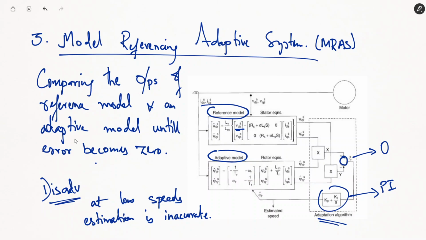So these are the first three sensorless control strategies that we have studied today: the slip calculation, the direct synthesis, and the model reference adaptive system. As far as the rest of the strategies go, we'll see them in the next session.